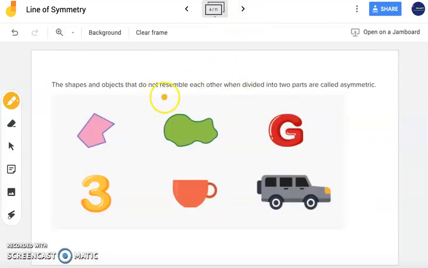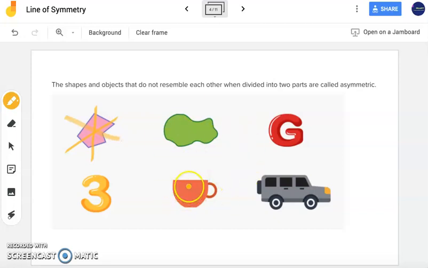The shapes and objects that do not resemble each other when divided into two parts are called asymmetric. That means that this figure here, no matter where you draw a line, if I was to draw a line here, I could try here, I could try here. Nowhere can I draw a line in this figure to show that there's equal parts on both sides of the line. So therefore, it's not symmetrical.